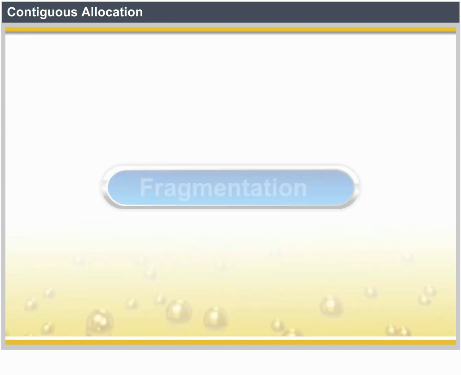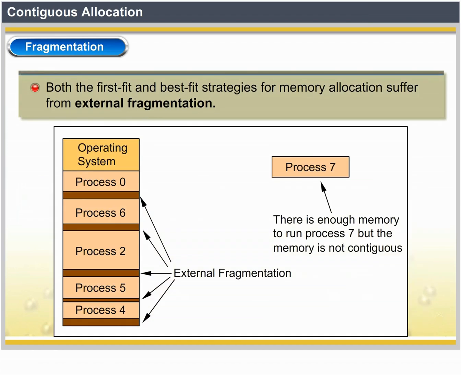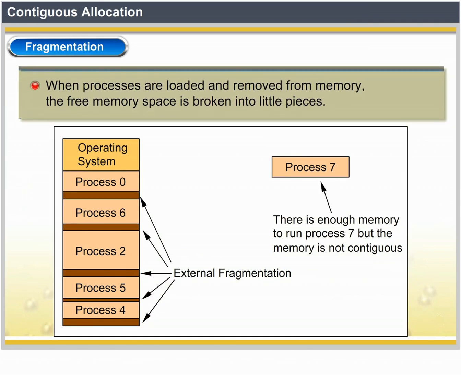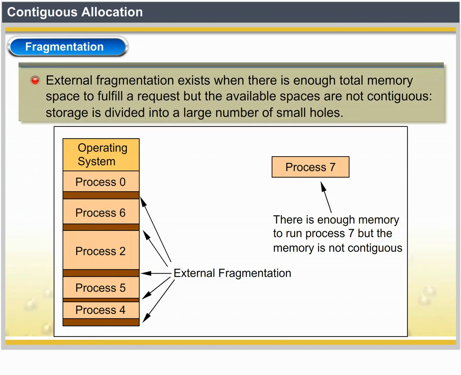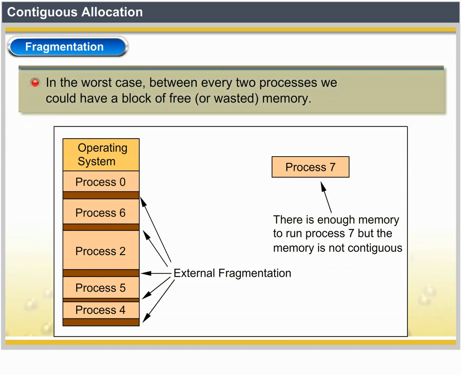Fragmentation. Both the first fit and best fit strategies for memory allocation suffer from external fragmentation. As processes are loaded and removed from memory, the free memory space is broken into little pieces. External fragmentation exists when there is enough total memory space to satisfy a request, but the available spaces are not contiguous. Storage is fragmented into a large number of small holes. This fragmentation problem can be severe. In the worst case, we could have a block of free or wasted memory between every two processes.